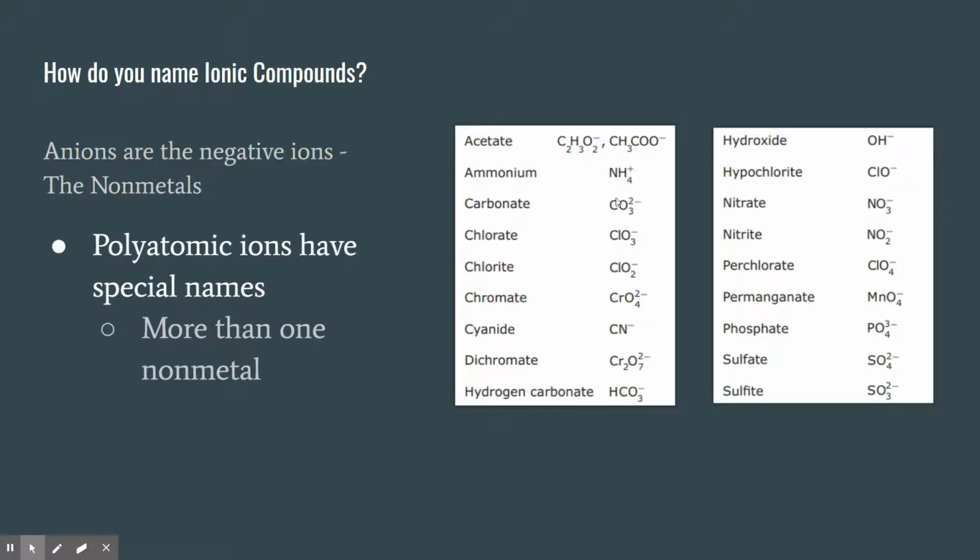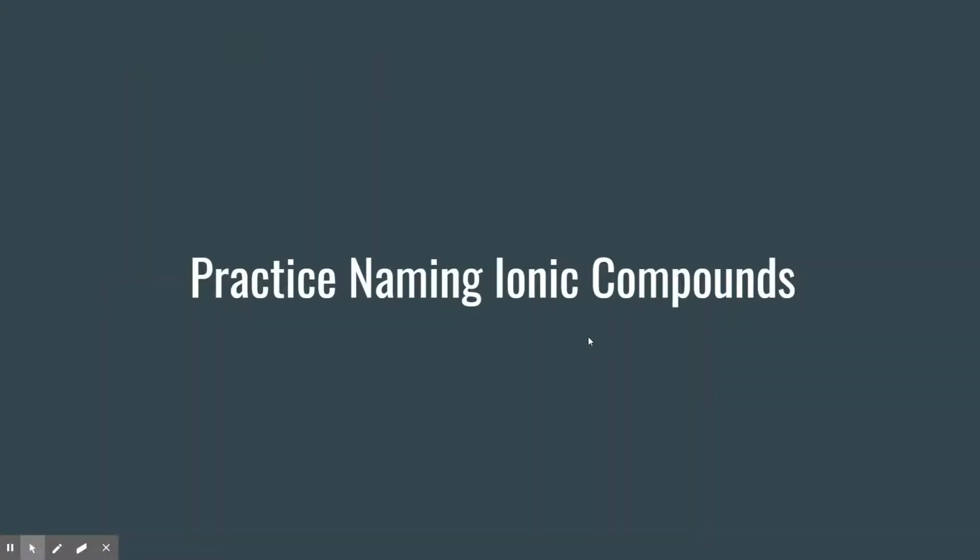So if you ever see more than one nonmetal, stop and look at a list of polyatomic ions and find its name. And you'll get this list on exams, you'll get this list on homeworks. This is a reference material. So more than one nonmetal, stop and check for a polyatomic ion name. They typically also end in -ate or -ite. So if you hear that -ate or -ite ending, it's a good thing to come check. All right, let's practice naming ionic compounds.